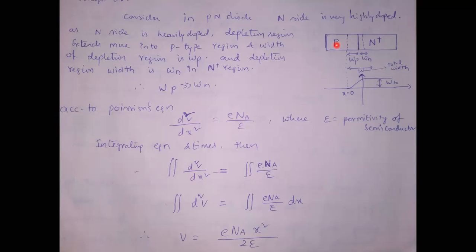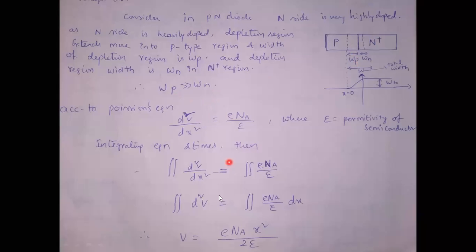Since the P side is not as heavily doped as the N region, compared to the N region, the P region has fewer holes than the number of electrons in the N region, which are the majority charge carriers on both sides. So the holes will not diffuse much into the N plus region. That's why the depletion region width at the N region is very small compared to that at the P region. That's why WP is greater than WN.